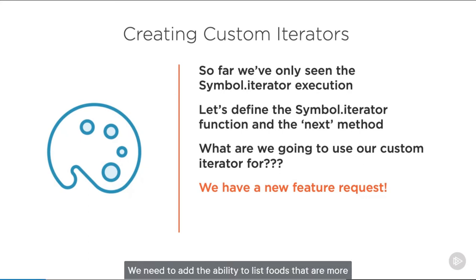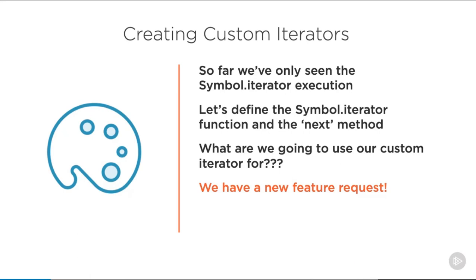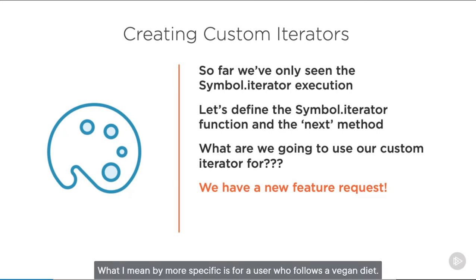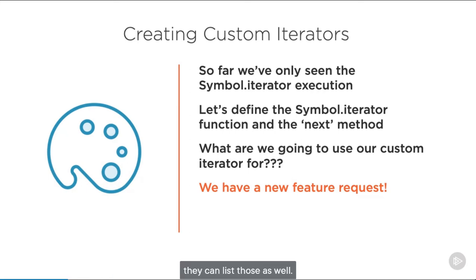We need to add the ability to list foods that are more specific to dietary preferences. What I mean by more specific is for a user who follows a vegan diet, they would like to list out foods that are considered vegan. Or if they wanted to see foods that fit into the ketogenic or keto diet, they can list those as well. Unfortunately, we aren't able to change our REST API to filter foods, so we need to do it ourselves.